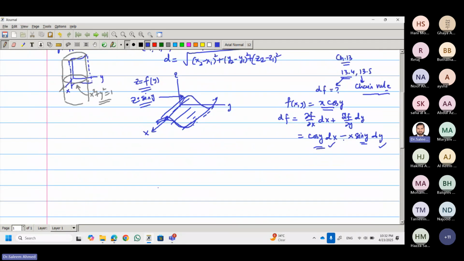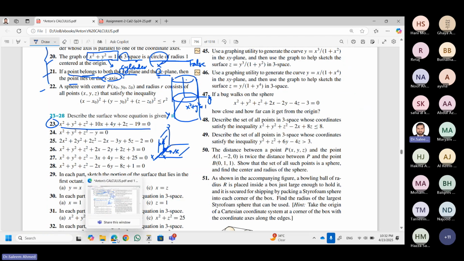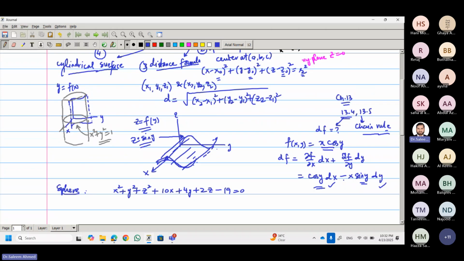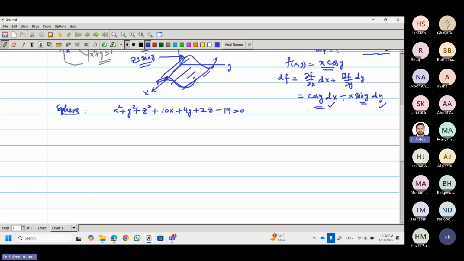So let's say this type of sphere is given: x squared plus y squared plus z squared, 10x, minus 4y plus 2z minus 19 equal to 0. So this is a sphere. But when this is the case, I have to write the sphere in this form. Otherwise, I don't know what the radius and the center are.